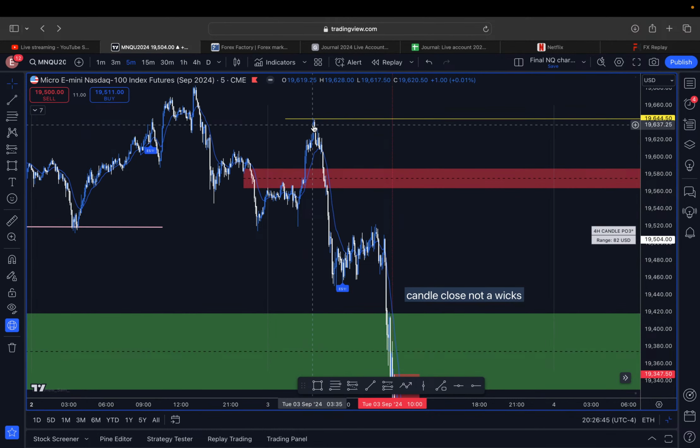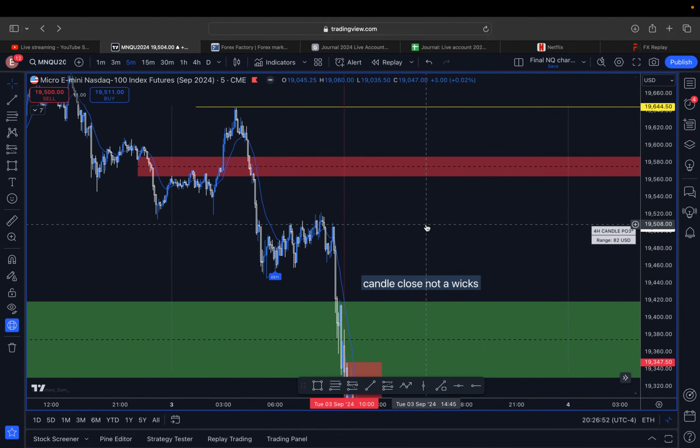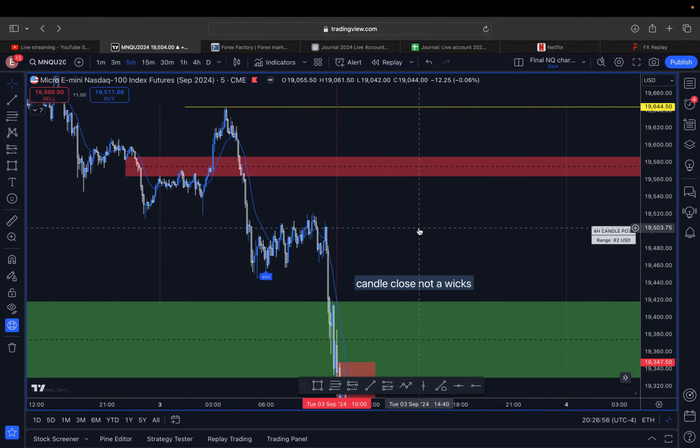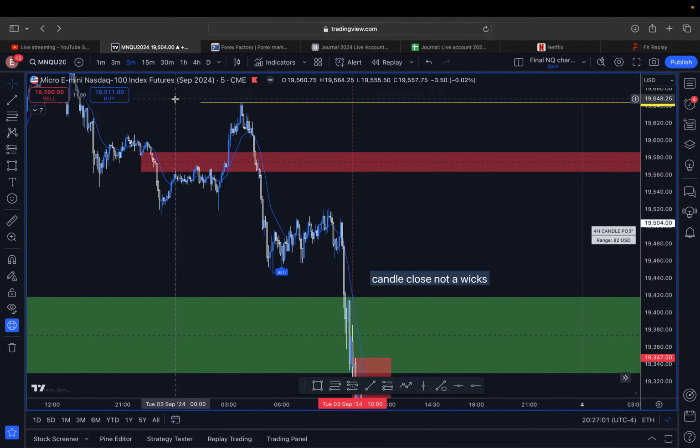What is ICT concept? ICT is Inner Circle Trader. He's an inner circle trader on YouTube. What's the difference between this and options? Options are contracts on stocks. So you only can trade, I trade the NASDAQ, which is QQQ stock, which is good. That's the good thing about indices, obviously.